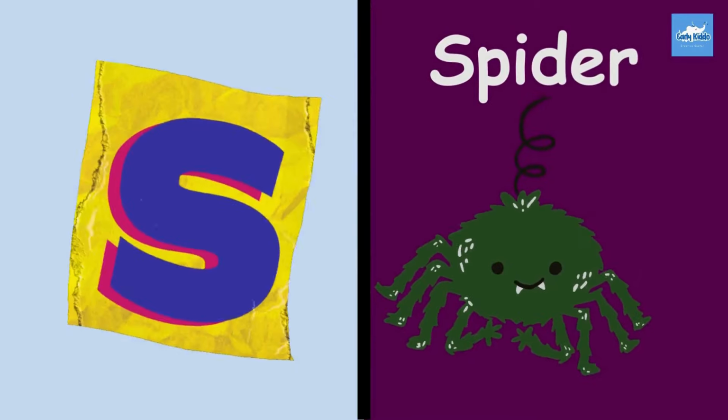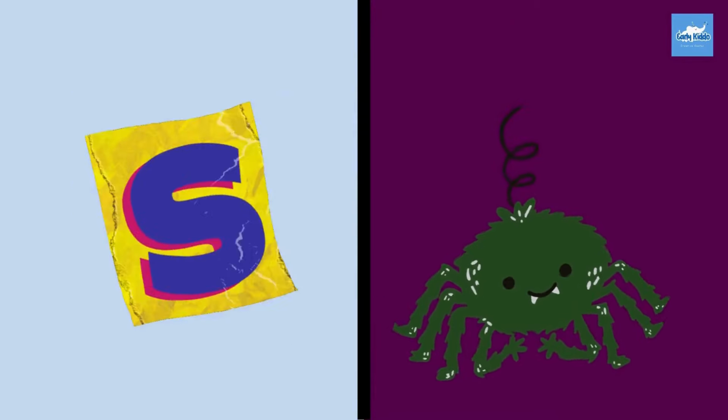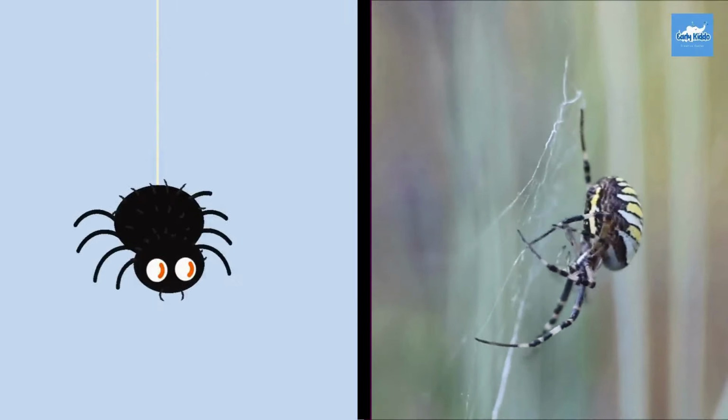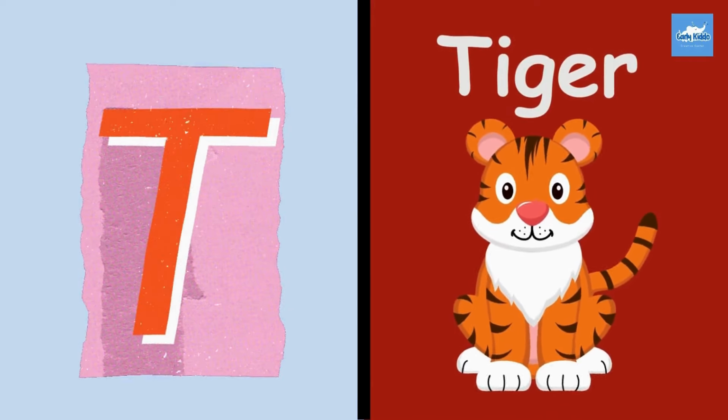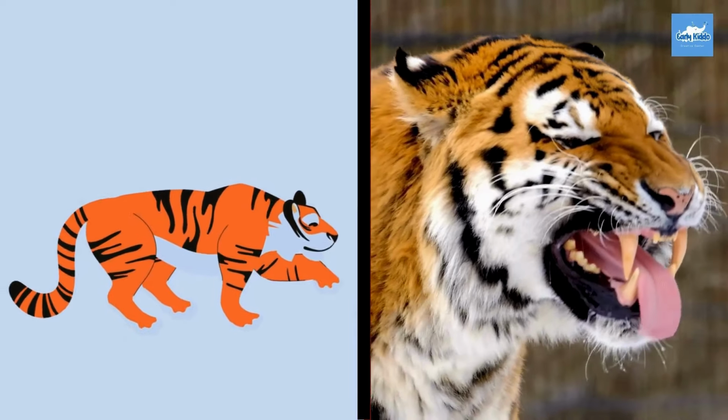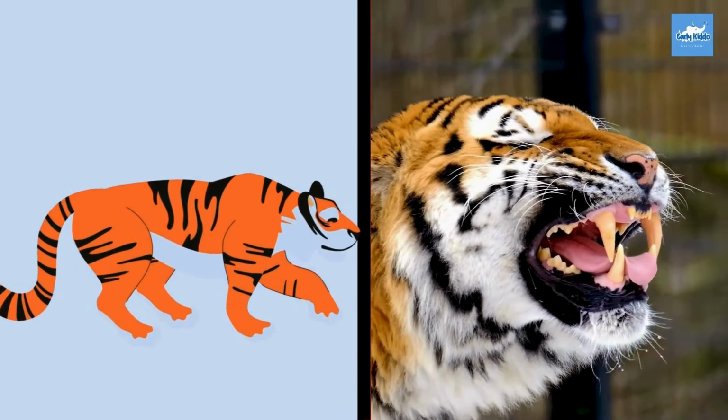S is for spider. S, s, spider. S, spider. T is for tiger. T, t, tiger. T, tiger.